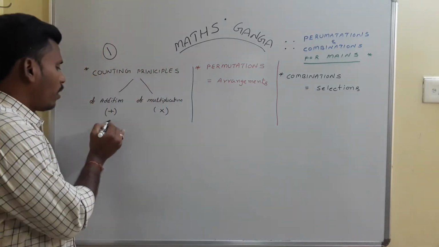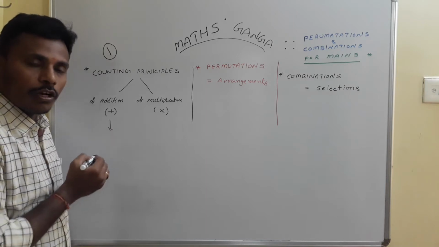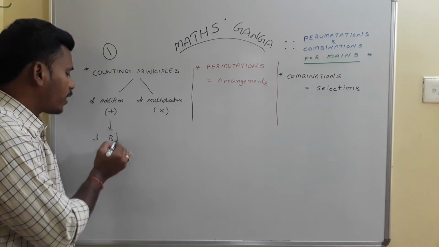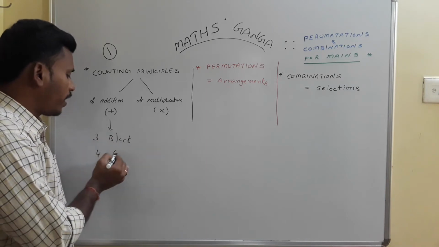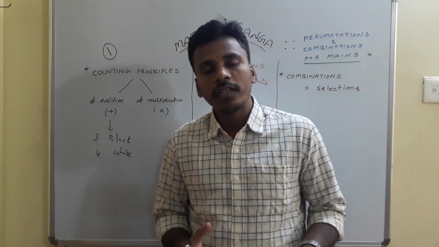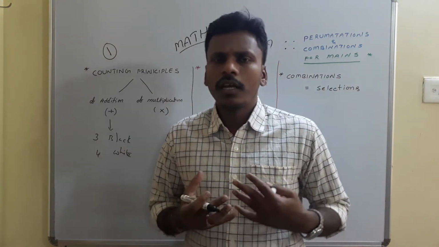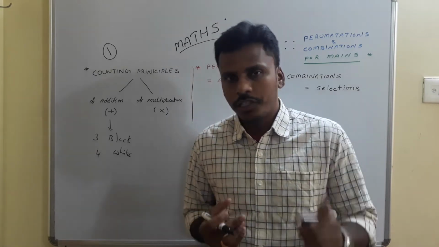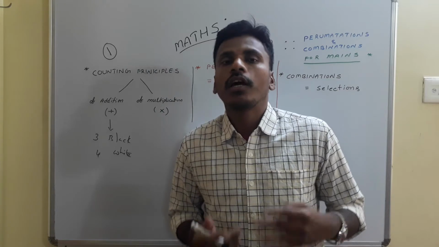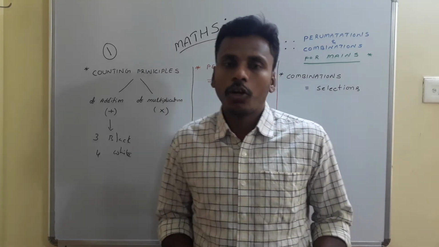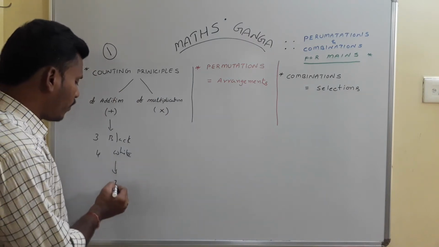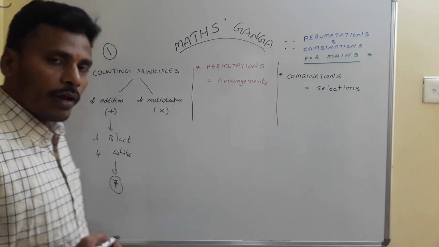For example, I am going to give an example for the counting principle of addition. Suppose I have 3 black shirts as well as 4 white shirts. In how many ways can I get ready? Usually I will wear only one shirt. The number of ways to get ready is nothing but 7, because we need to select any one among those 3 or these 4. Here we use the counting principle of addition.